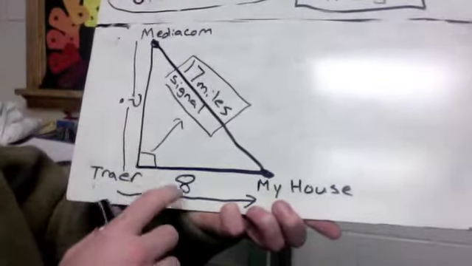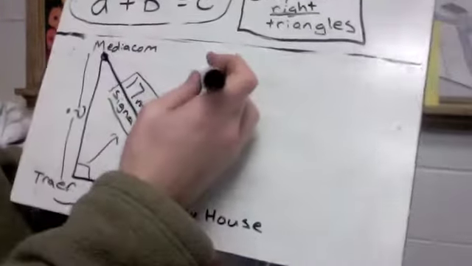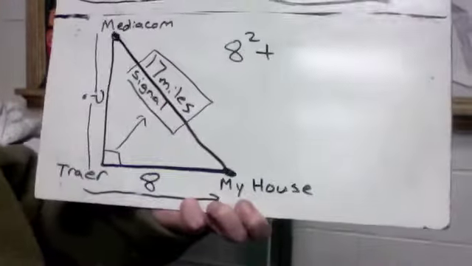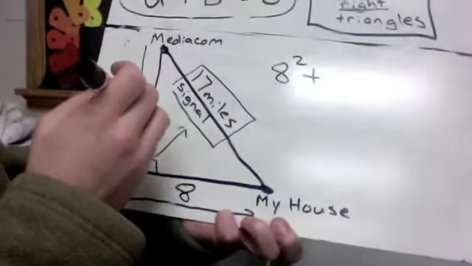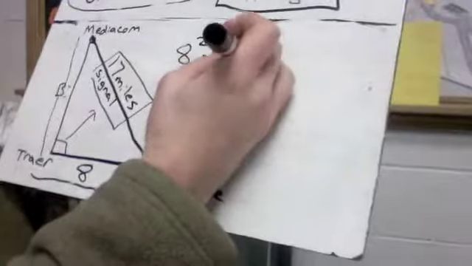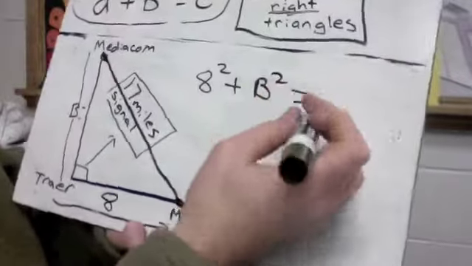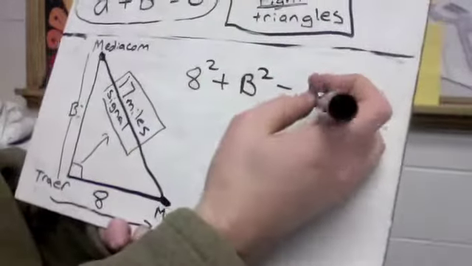Okay. Let's just say this is 8. 8 is A. Okay. So our A to the second power is going to be 8 to the second power plus B. Now this cannot be B because it's the hypotenuse. This is. So I'm just going to put in B here. And I'm just going to put B to the second power. And then I'm going to make it equal the hypotenuse, which is already 17. So I'm going to put 17 to the second power.